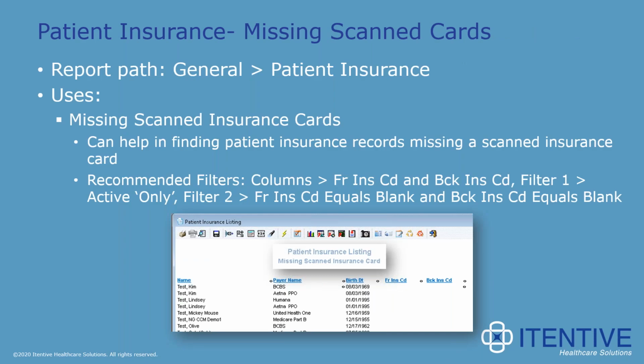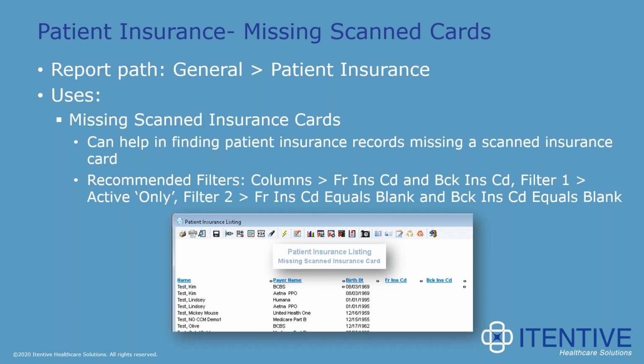So another way that patient insurance report can be applied to your practice is to find patient insurance records that are missing a scanned insurance card. As I'm sure you have probably encountered along the way, that scanned insurance card can really be an important tool if you're trying to verify or maybe make corrections for billing or even eligibility, things like that. So this report can help identify those gaps, if maybe scanning that card was missed for a patient.